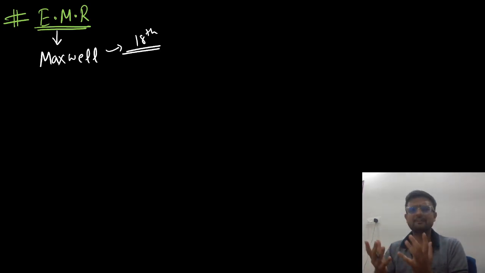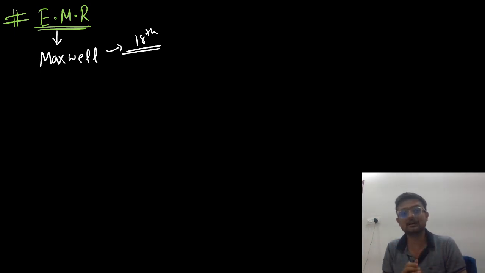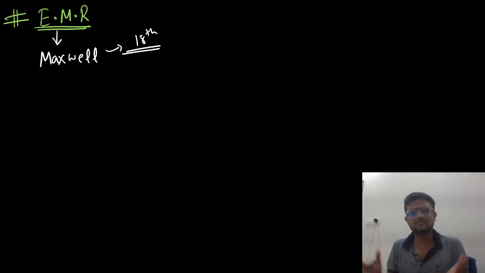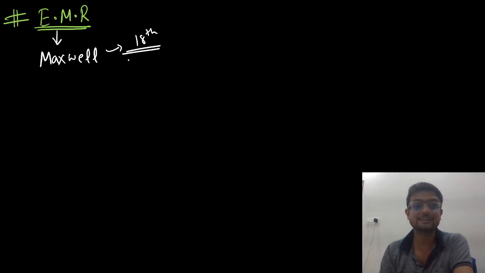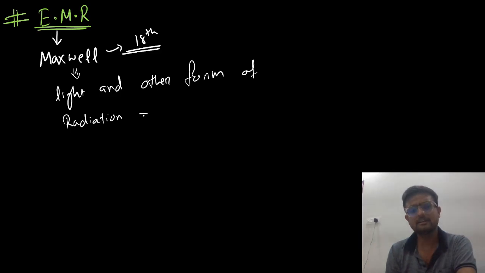Yes, so you might have learned about sunlight, right? Sunlight comes from space. How does it come? Because we all know that outside Earth, in space, we have vacuum. There is no medium. Still light is traveling. So similarly, Maxwell explained that light and other forms of radiation travel in the form of waves.